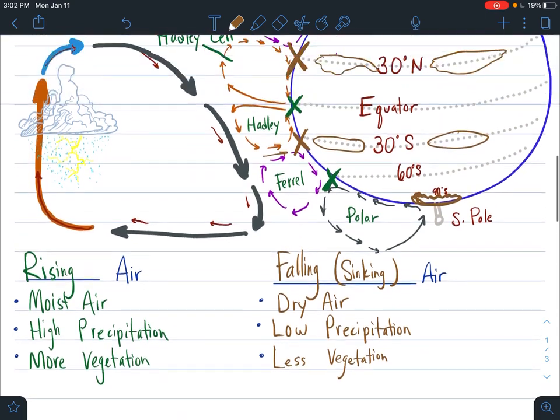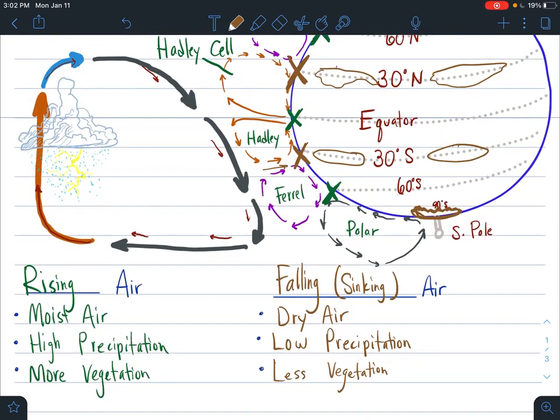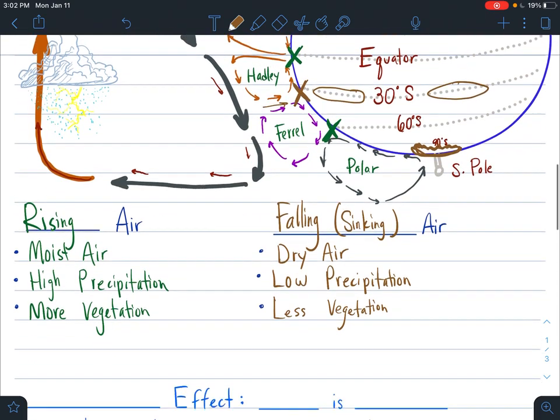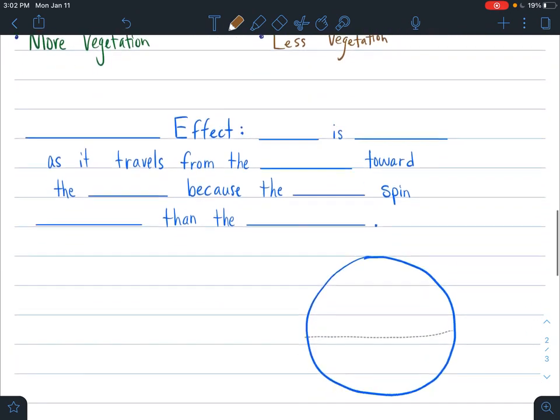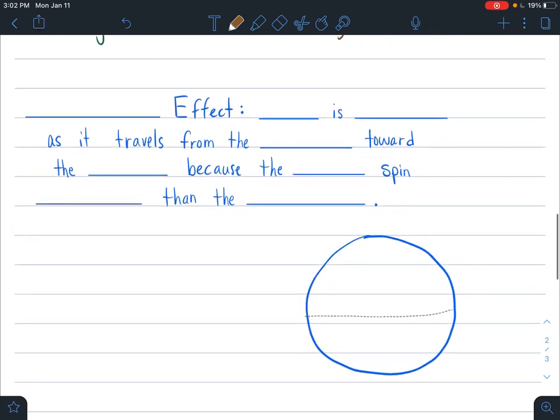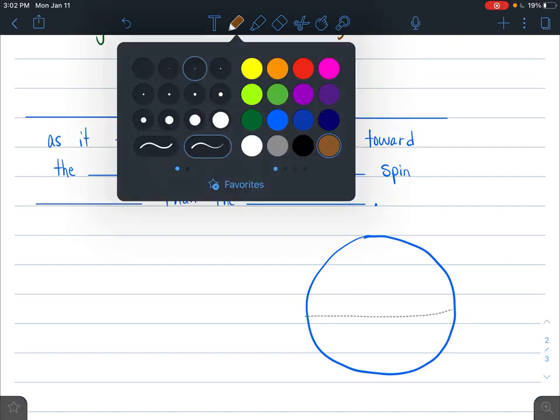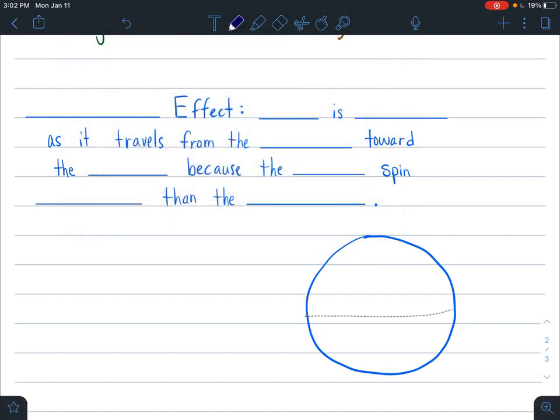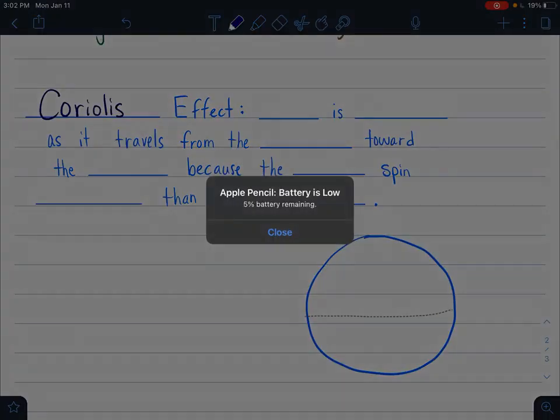Well, that's how air moves in a vertical sense above our heads here on the surface of the Earth. But we're going to look at how air also moves in a different sense, meaning how it moves across the surface of our Earth. In order to understand this a little bit better, I'm going to teach you about a concept known as the Coriolis effect.